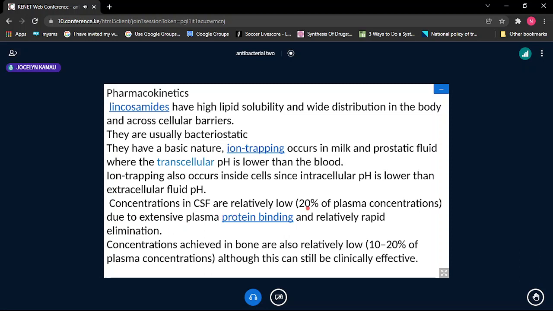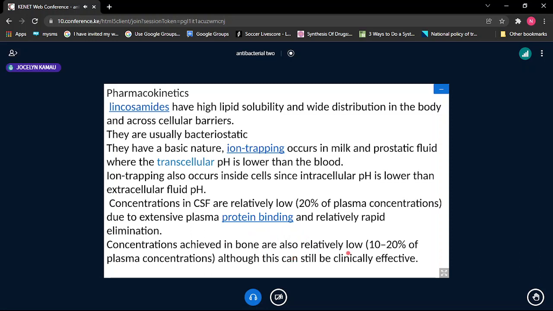The concentration in the CSF is relatively low due to extensive plasma protein binding and relatively rapid elimination. We have mentioned they have rapid elimination through oxidative N-demethylation. Once you do oxidative N-demethylation, of course, you reduce their lipid solubility, so they will start leaving. Also they have very high plasma protein binding, so depotization can also occur.